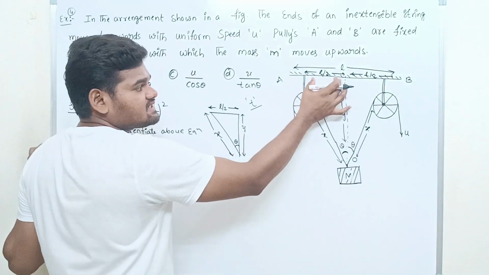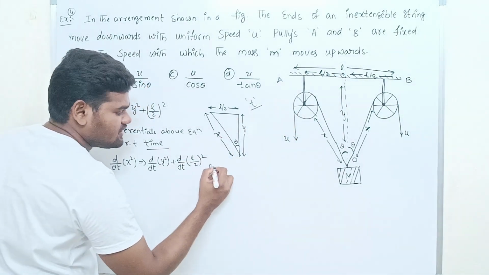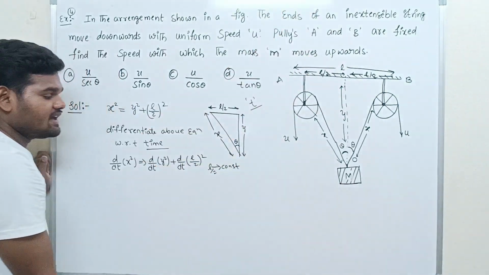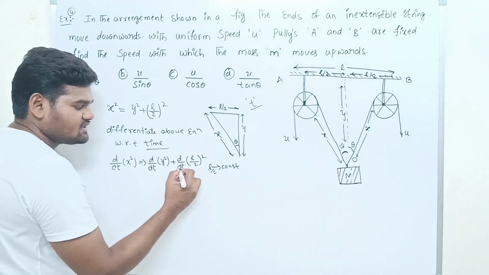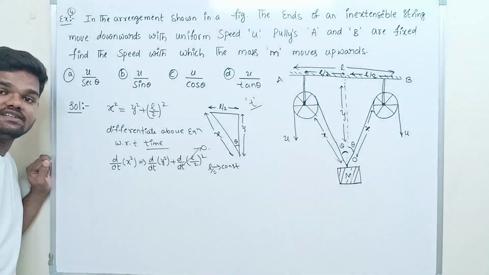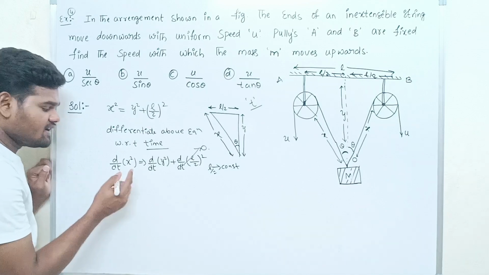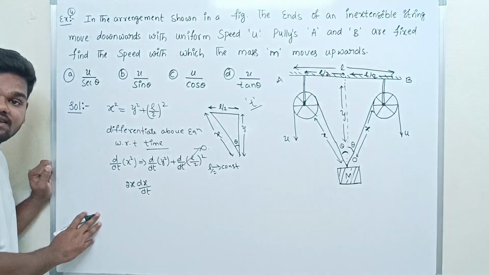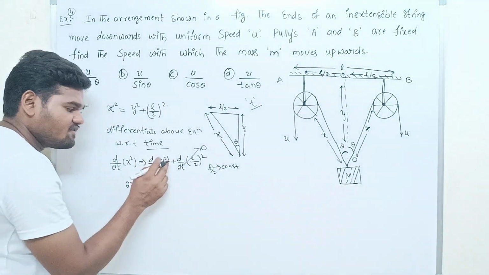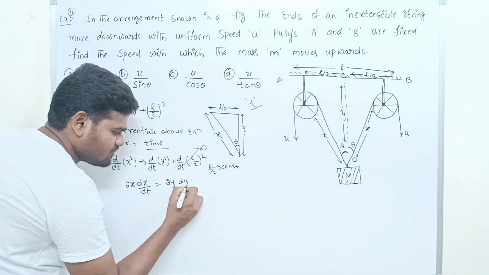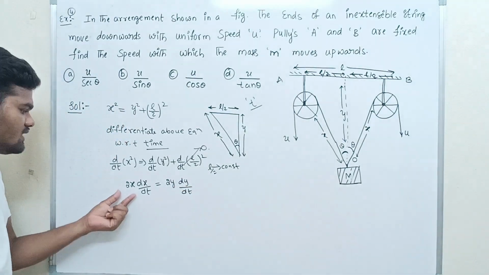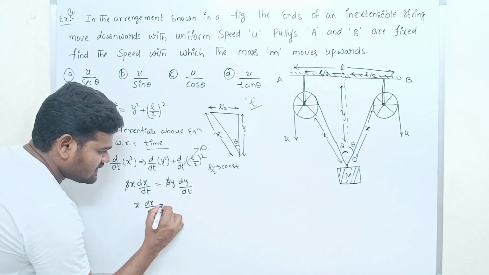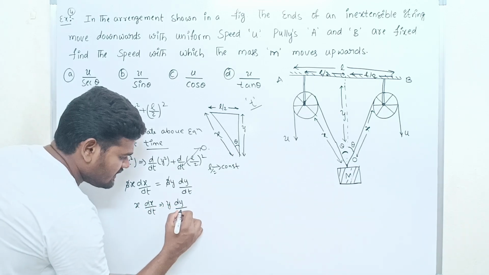Have a look, half of this length, l by 2, is a constant. It's a constant term. Length does not change when the block is moving in the upward direction. So the differentiation of a constant becomes 0. Differentiation of a constant is how much? 0. So d by dt of x squared gives 2x dx by dt, that is equal to the differentiation of y squared, 2y dy by dt. Here 2 gets cancelled out. So we got x into dx by dt is equal to y into dy by dt.